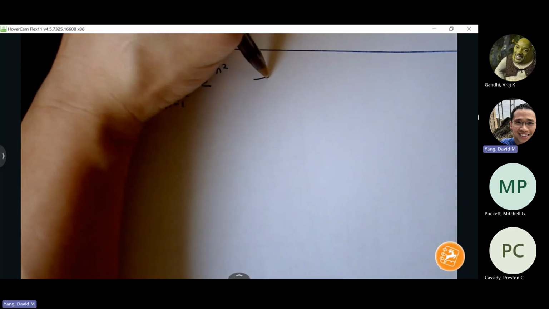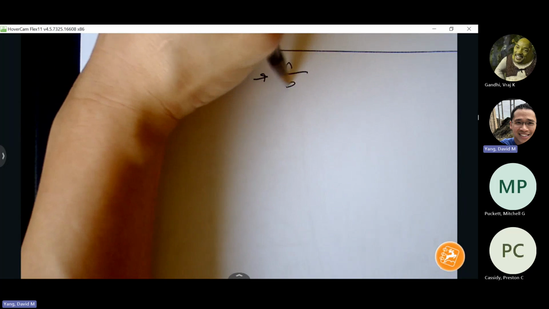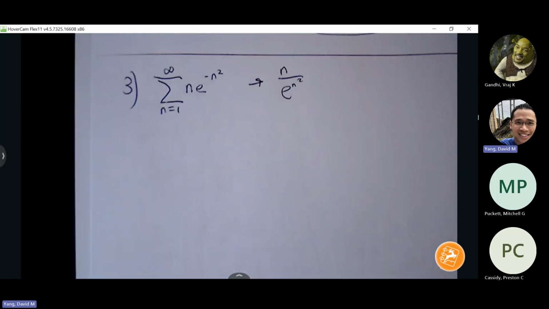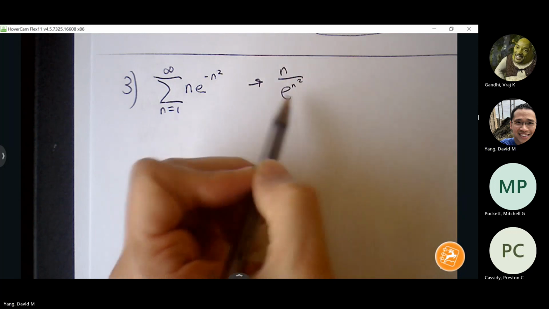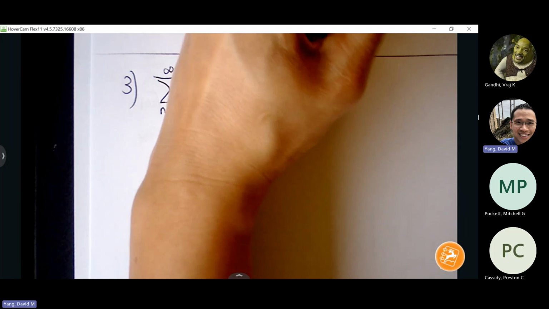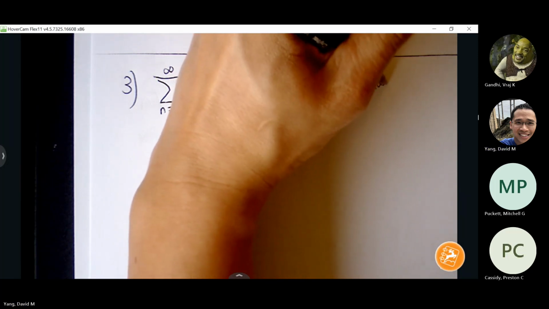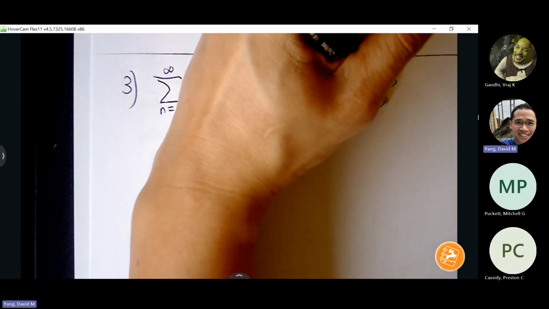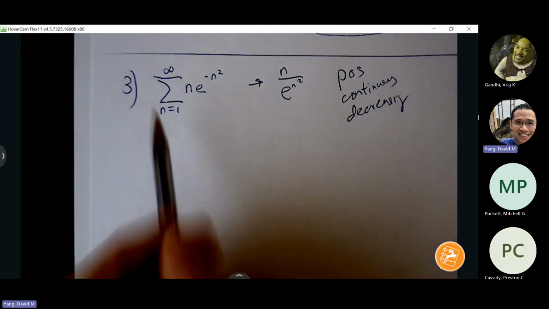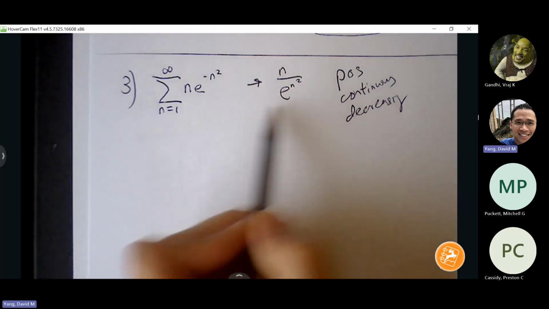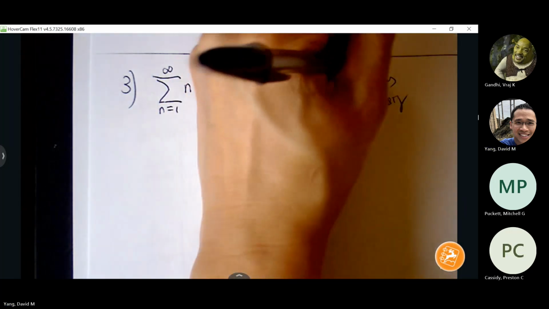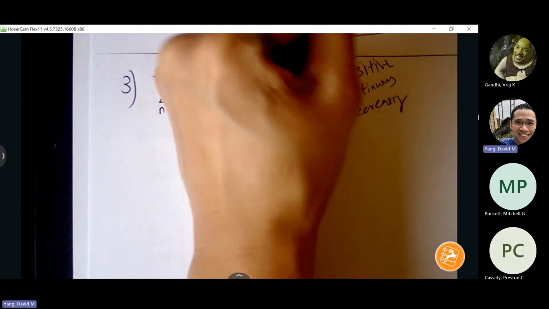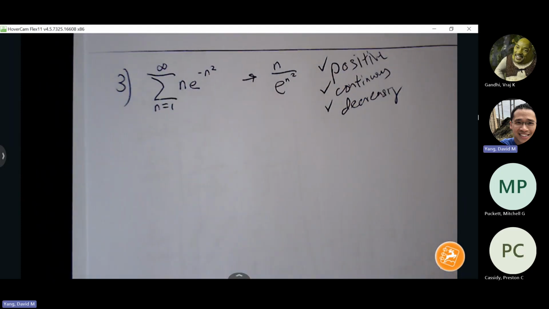But we need to confirm a couple of things here. N over e to the n squared is inconclusive by the nth term test, and it needs to be positive, continuous, and decreasing, which it is. As soon as we go from 1 to infinity, this is not going to break any of these rules here. So it meets each of our criteria for integral test.